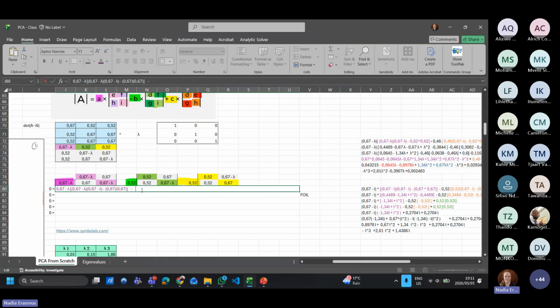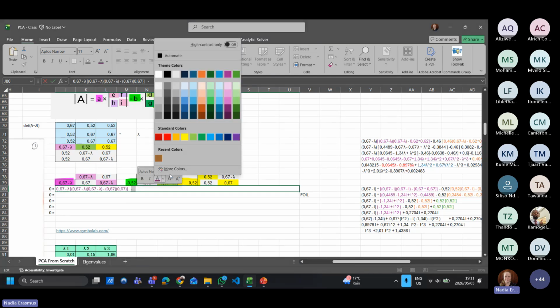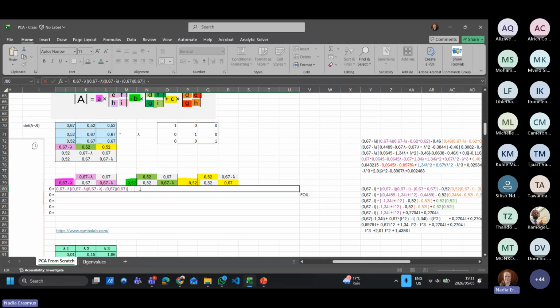So let's now do our second section. So it's a minus, and now we're going to go green. Okay, so it's minus 0.52 block brackets. So we're going to multiply first 0.52 times 0.67 minus lambda, subtracting the other two. So it's 0.67 minus 0.52. So 0.67, 0.52. Okay, so now we have our second section.